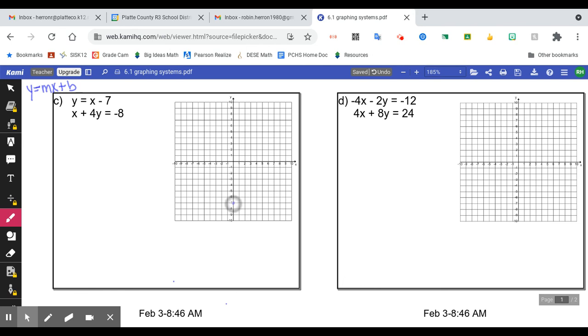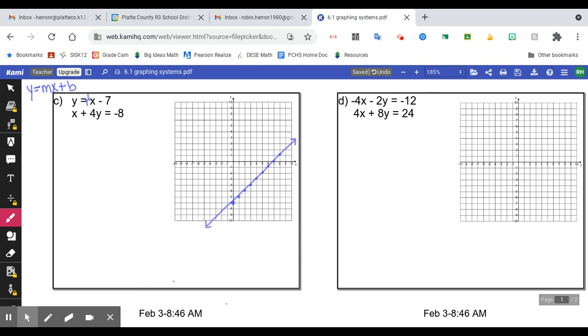So I'm going to start down here at -7. y equals x. So that's a 1 over 1. So I'm going to go up 1, right 1, and put in some points here. And then I'm going to go ahead and draw my line.